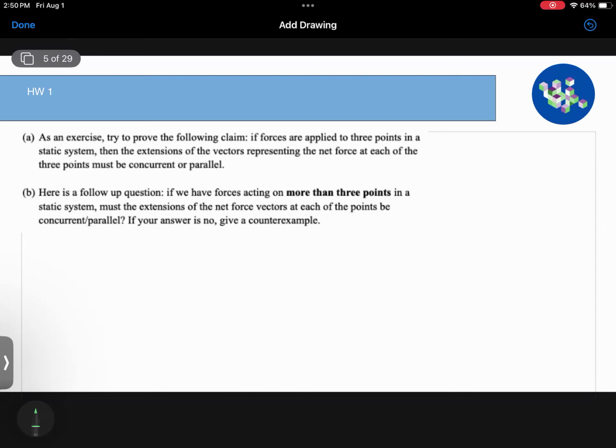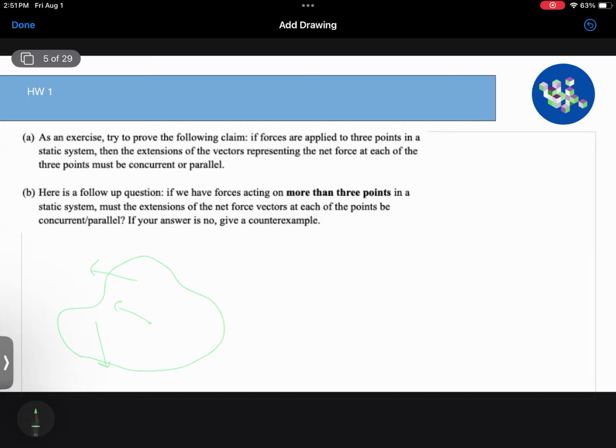Say we have some system, I'll just draw a body like that in general, right? And then you have forces applied to 3 points. So maybe you have a force over there that points that way. And then maybe I have another force that points this way, and another force that acts over here and points this way, right?